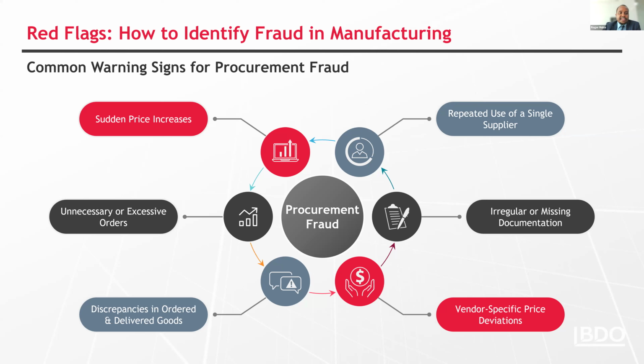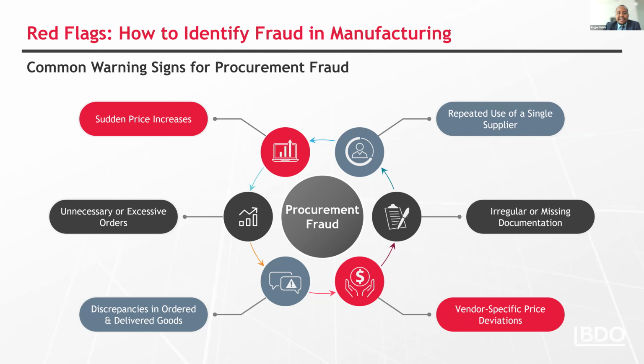The next one is the repeated use of a single supplier. So when an employee repeatedly uses the same vendor without going through competitive bidding, it could also indicate favoritism or kickbacks, because the lack of vendor diversity or ignoring less expensive alternatives may point to fraud.